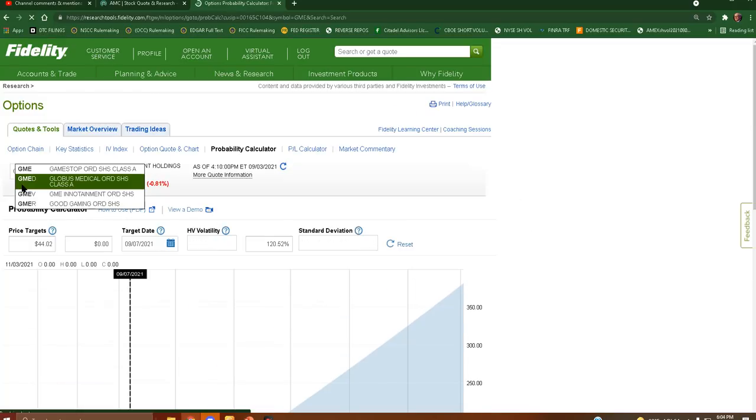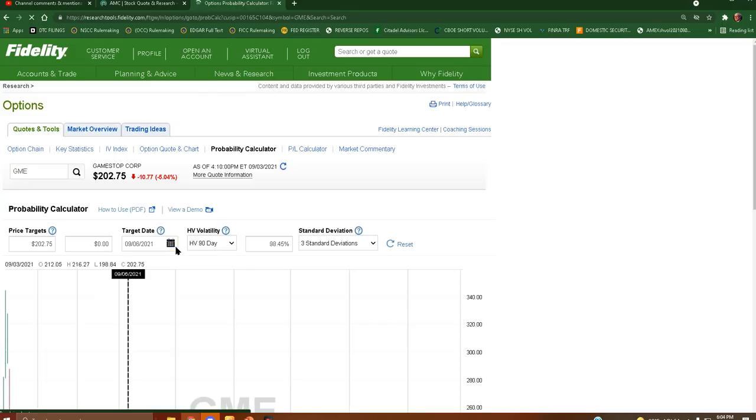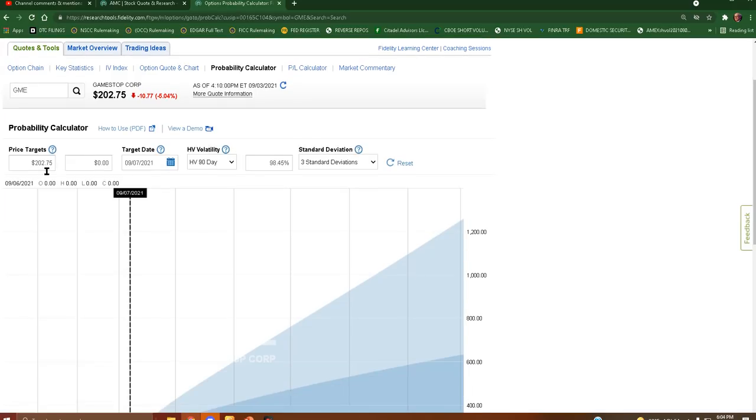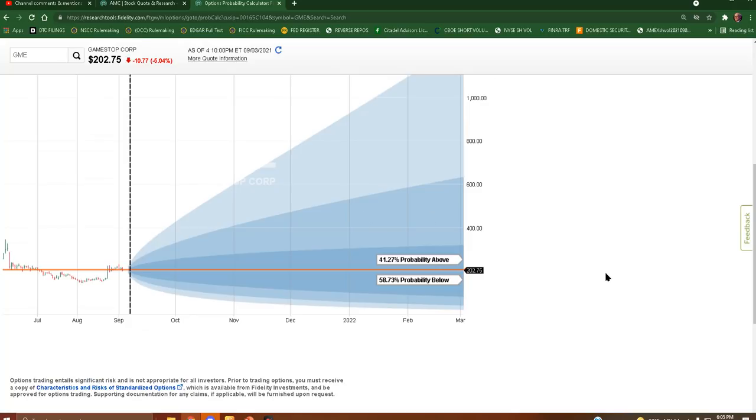Let's see what GameStop looks like. Slightly higher, we're looking at a 53.23% chance above for tomorrow and a 46.77% chance below. And that's where we closed on Friday. Now remember, the European market was open today. I believe we finished around 205 or so. So it may give a different number if we go to 205.75, but I don't think it's counting today's trading day in Europe.